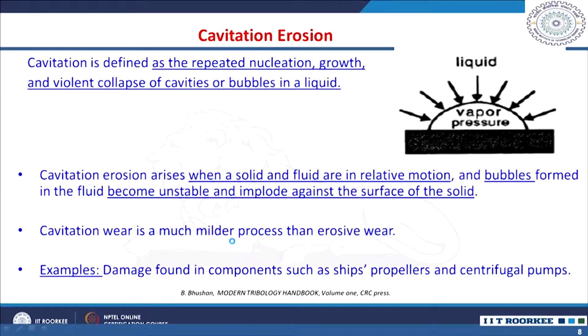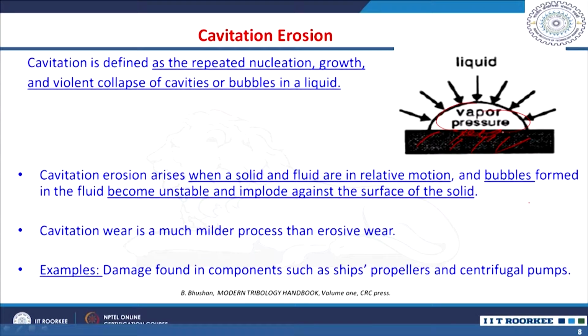So, cavitation erosion. Cavitation is defined generally as the repeated nucleation, growth and then violent collapse of these bubbles or cavities in a liquid, right, that leads to material removal. So, where these bubbles are impinging or collapsing on the surface, that material is removed. So, we call this cavitation erosion.